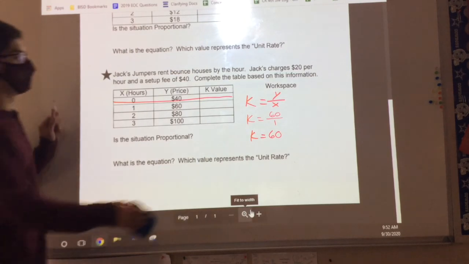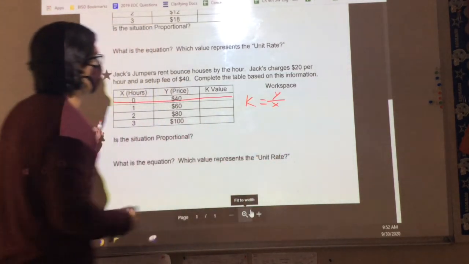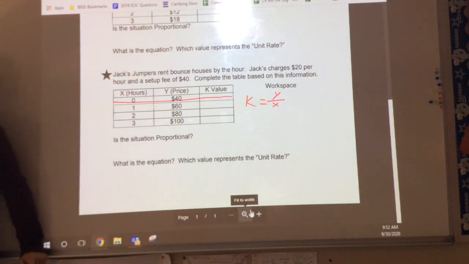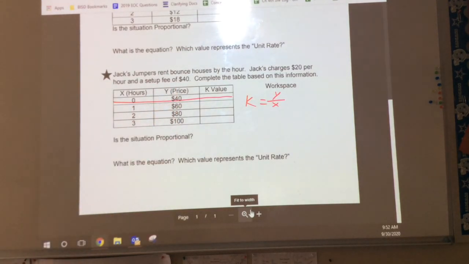Good, good, good. So if I erase that, let's talk about it. It says that Jack charges $20 per hour. It's already telling us what the constant is, right? But the reason that this one doesn't work out is because there's an additional setup fee of $40. So the constant is 20, but the additional setup fee means that you have to add that $40 every single time.